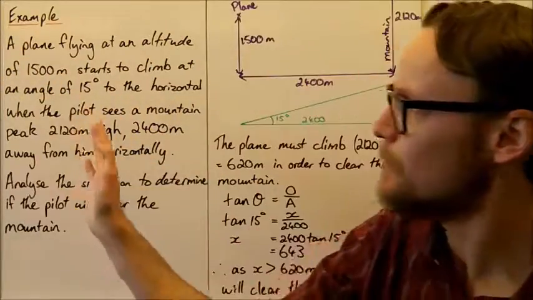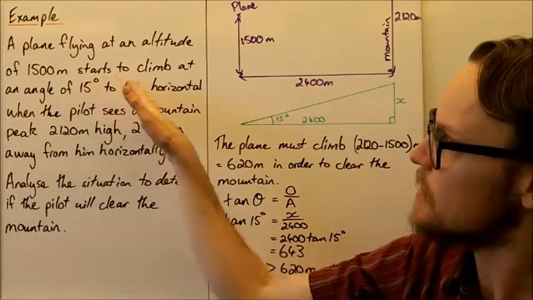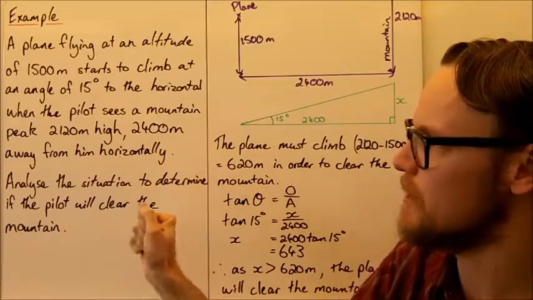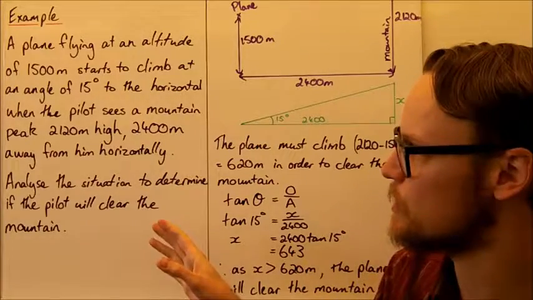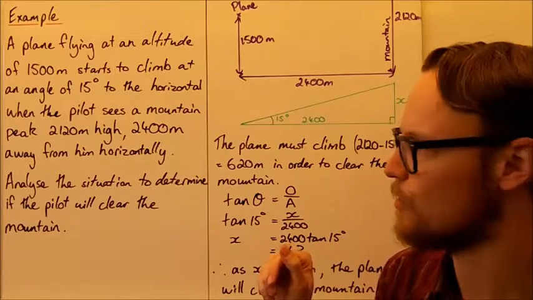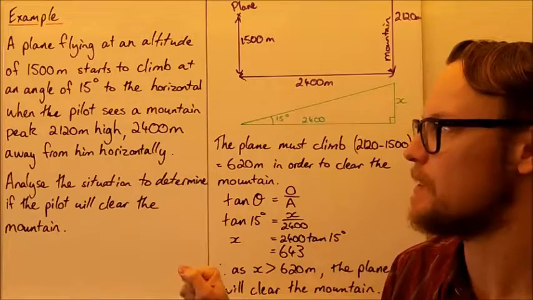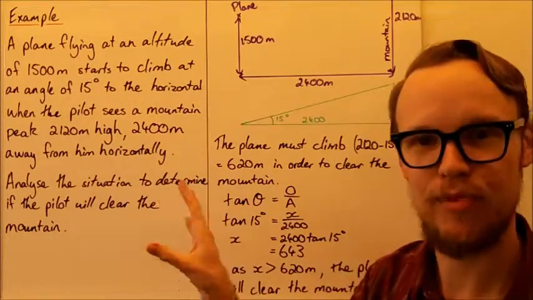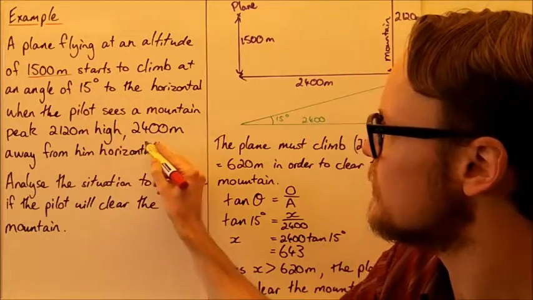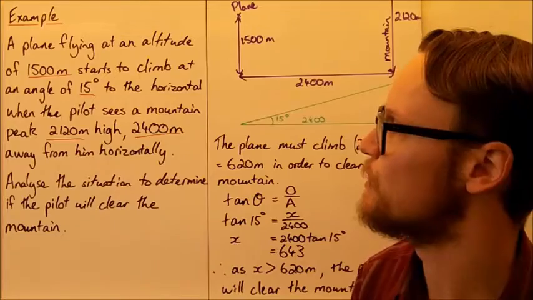So if we look at an example here: a plane flying at an altitude of 1500 metres starts to climb at an angle of 15 degrees to the horizontal when the pilot sees a mountain peak 2,120 metres high, 2,400 metres away from him horizontally. Analyse the situation to determine if the pilot will clear the mountain. Now it's a pretty wordy question, so we can see that we've got quite a few measurements here that we've been given, and we've been given an angle as well.